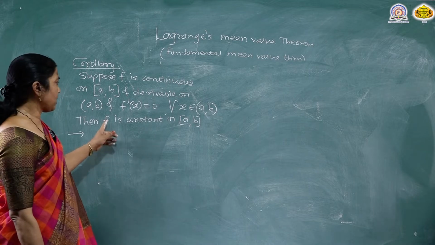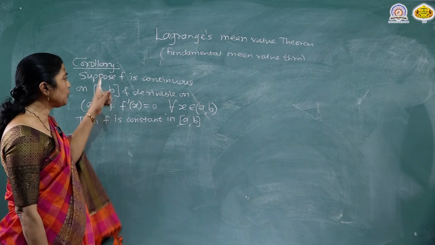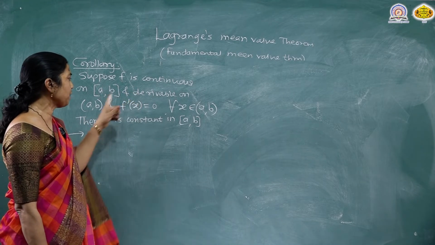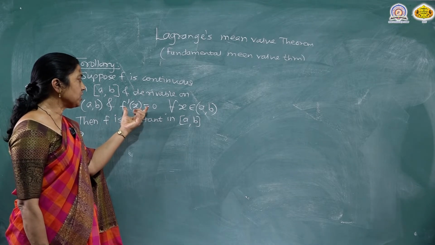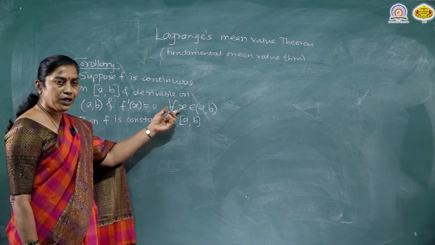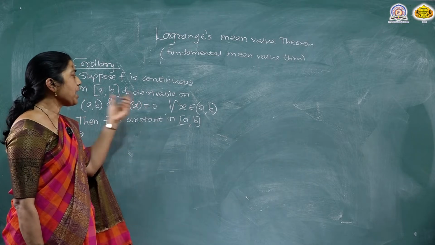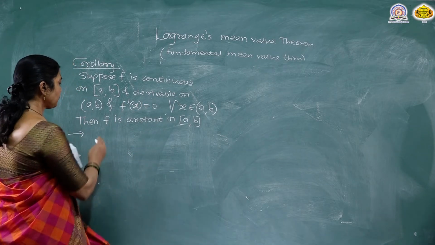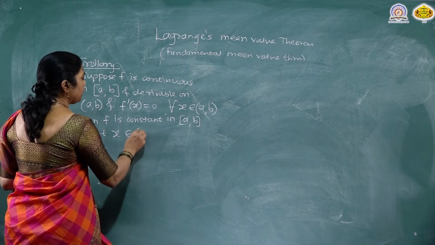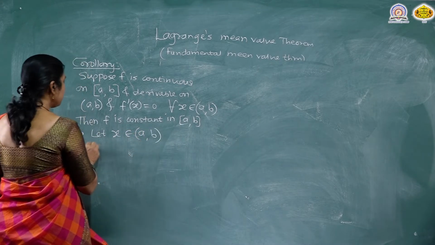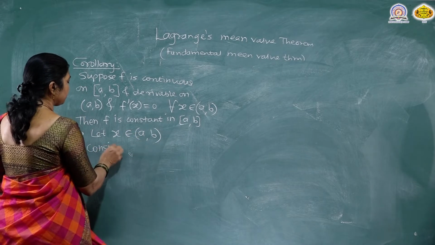So let us prove this theorem. It is given that f is continuous in the closed interval and derivable in the open interval. One more condition is given: for every point x in the interval (a, b), f'(x) is equal to 0. So x belongs to this open interval (a, b). So consider the interval [a, x].